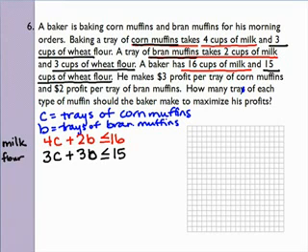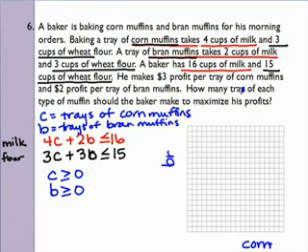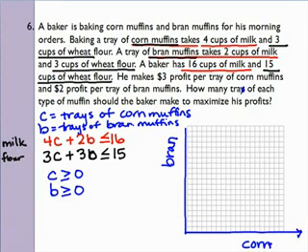Now don't forget, oops, that was supposed to be for bran. There we go. All right, so don't forget that we also need C to be greater than or equal to 0, and B to be greater than or equal to 0. So we'll put corn muffins down here, and we'll put bran muffins there. So we'll get those 2 easy ones in. We know that we have to work in the first quadrant for linear programming.